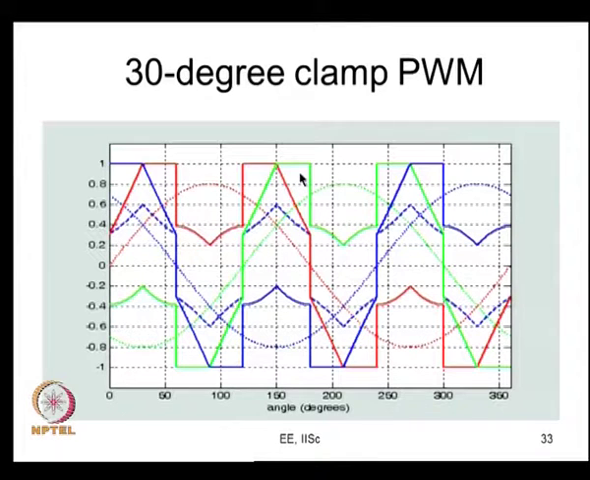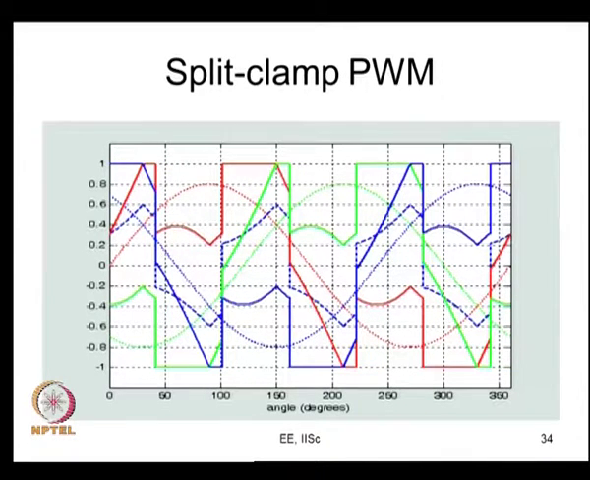So, for 30 degree clamp PWM also you can actually evaluate, like you have your E on, E off available from the data sheet, and the switching energy loss is 0 here, otherwise it is there, and you know the number of switching cycles that it undergoes, therefore, you can arrive at your energy loss. Alright. So, this is another variant of split clamp PWM.